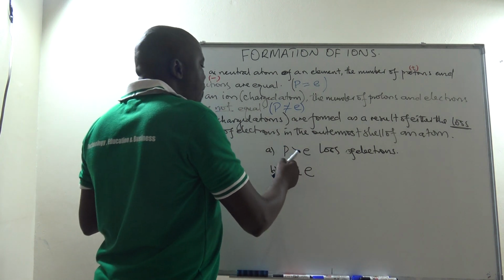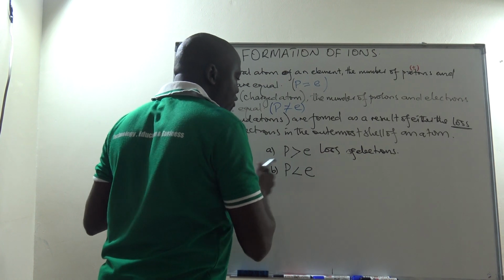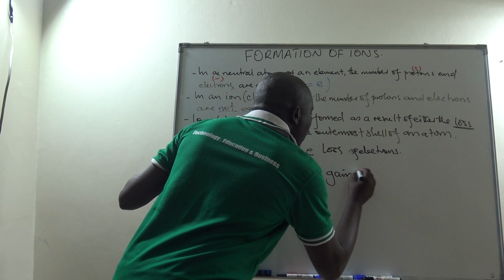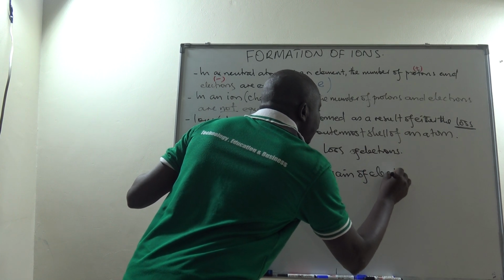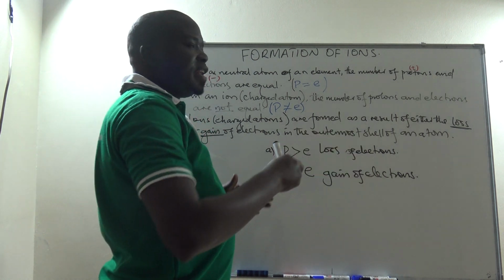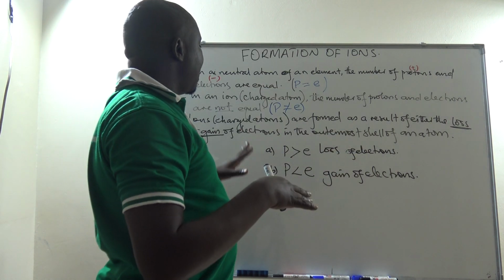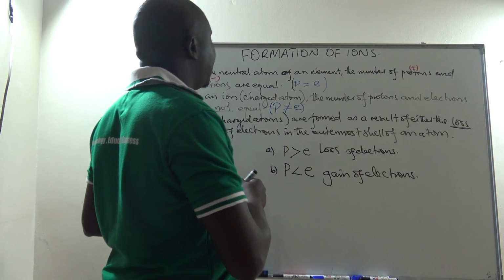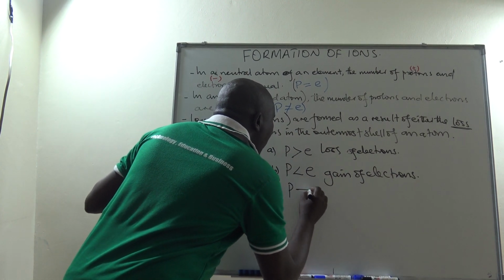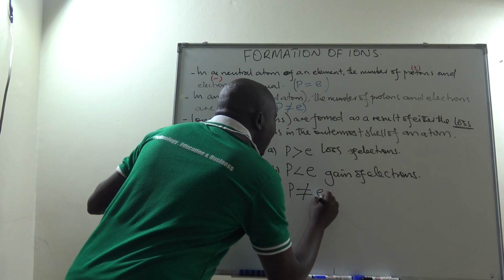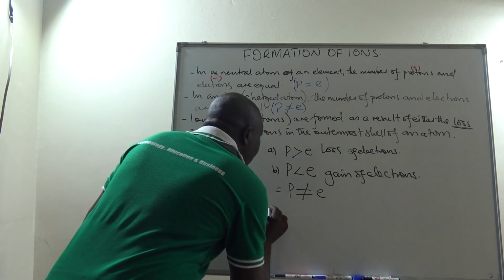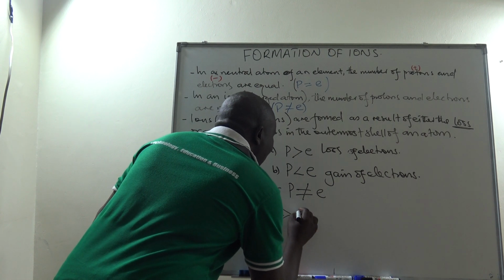But where we have protons being less in number than the electrons, it means that there has been a gain of electrons. If electrons are gained, the number of electrons will be more than the number of protons. The end result is that the number of protons will not be the same as the number of electrons. So an atom of an element becomes what?